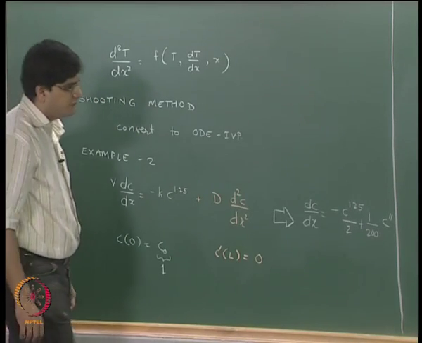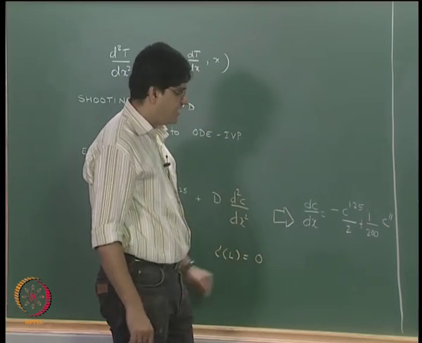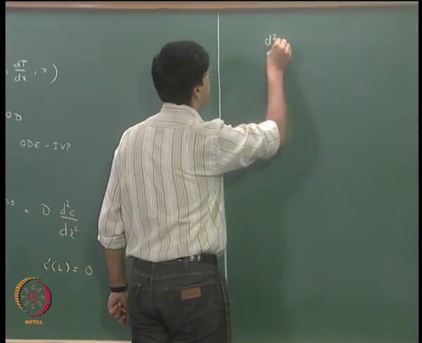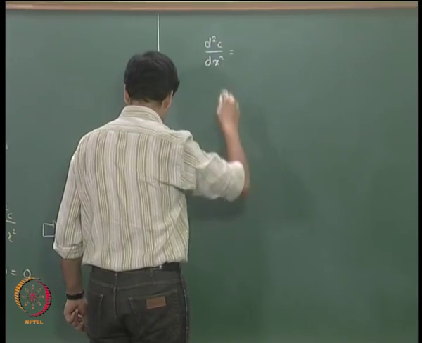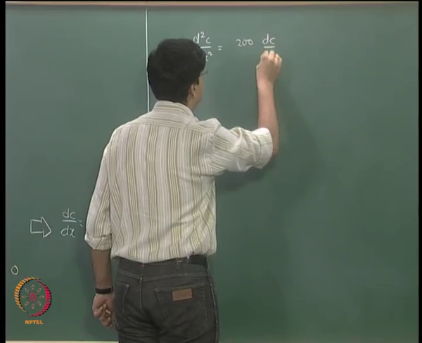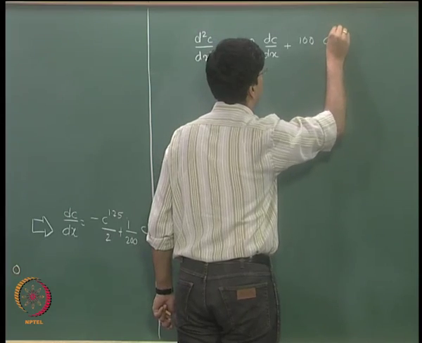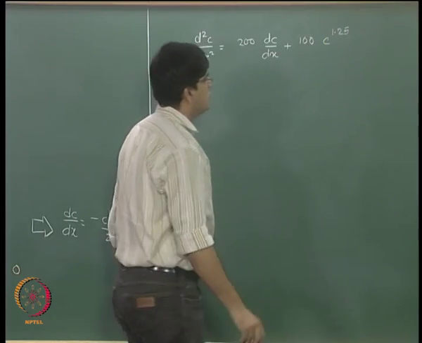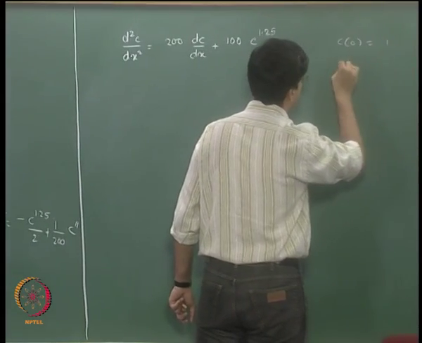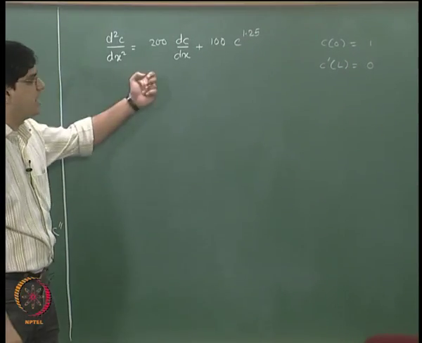Okay. So what we will do is take C to the power 1.25 by 2 onto the left hand side, and multiply throughout by 200. We will get the equation of the form d squared C by dx squared equal to 200 times dC by dx plus 100 times C to the power 1.25. This will be subject to the conditions C at 0 equal to 1 and C dash at L equal to 0, and this is the problem that we intend to solve.